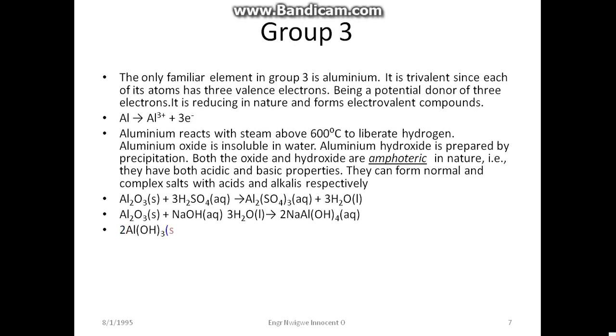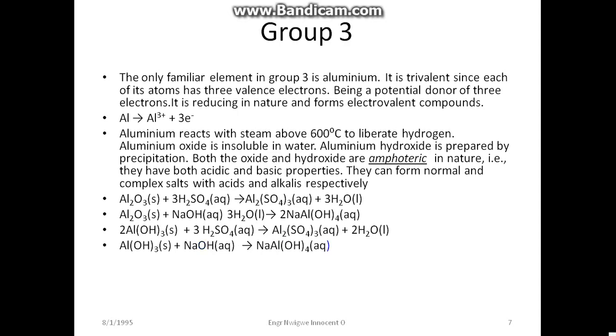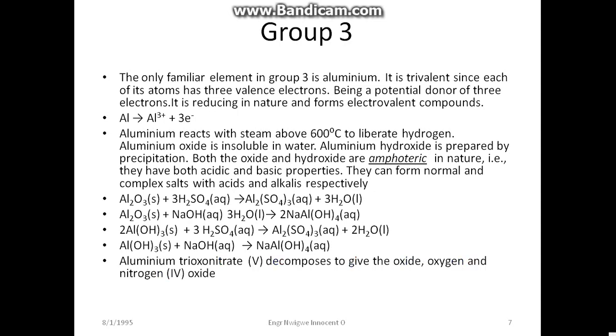2 molecules of aluminium hydroxide plus 3 molecules of tetraoxosulfate 6 aqueous to give aluminium tetraoxosulfate 6 aqueous plus 2 molecules of water. 1 molecule of aluminium hydroxide plus 1 molecule of sodium hydroxide aqueous to give sodium aluminium hydroxide aqueous. Aluminium trioxonitrate 5 decomposes to give oxide, oxygen and nitrogen 4 oxide.